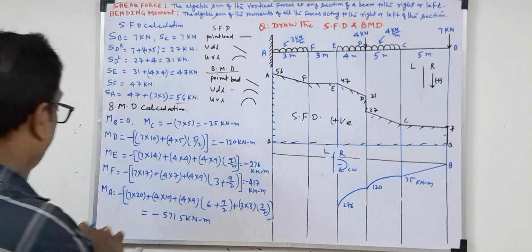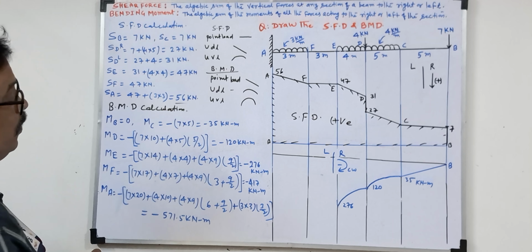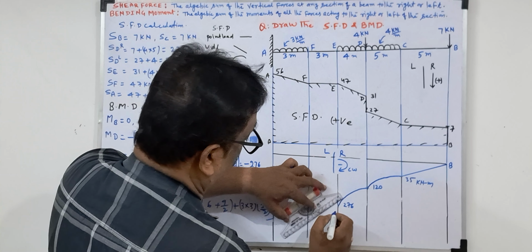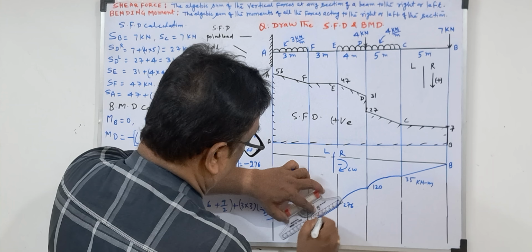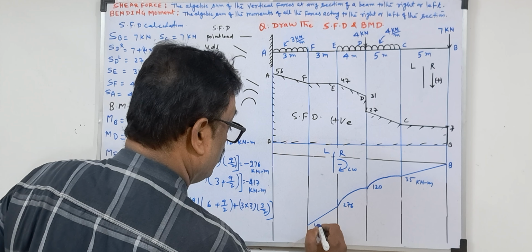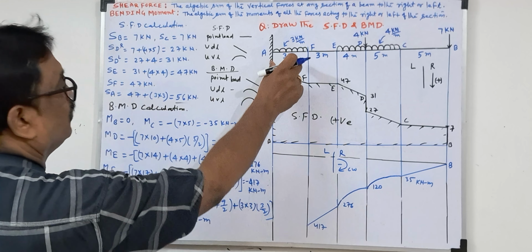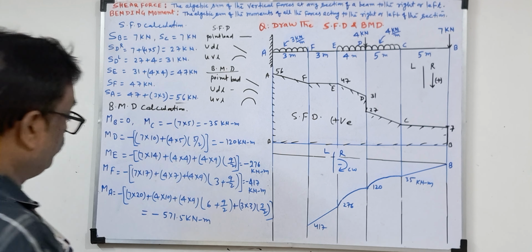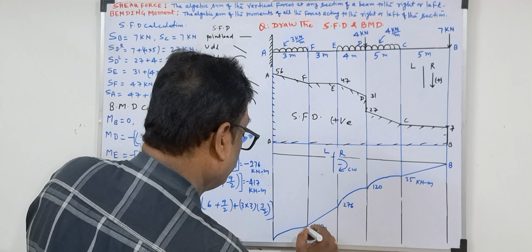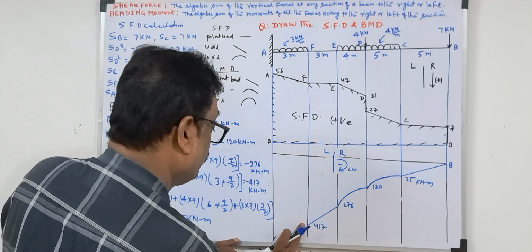Now F will be minus 417. But there is no UDL here, so this will be an inclined line only. How much? 417. Now next will be the UDL, 571. So this will be the curve line, a second degree parabola.